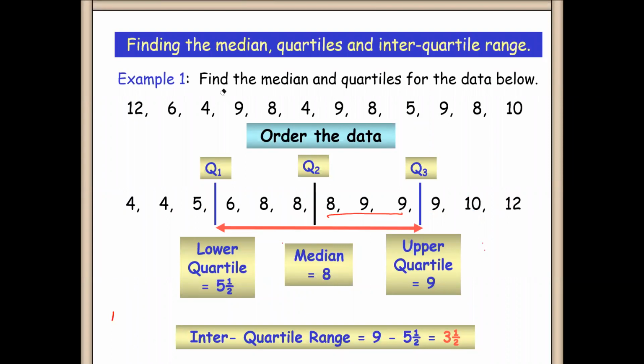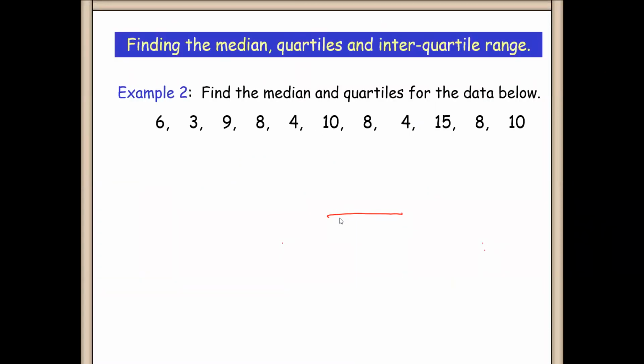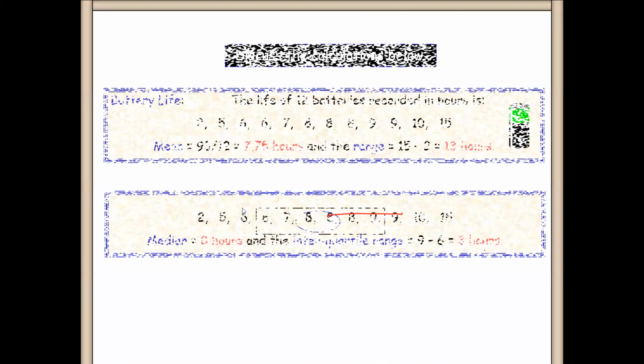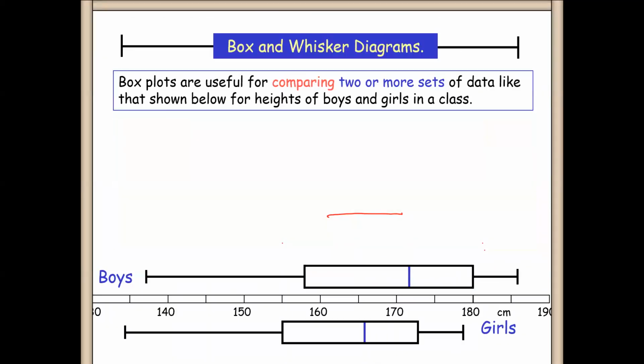Okay. So now we go on to, from the data, okay, we're going to order. Now we know how to find the interquartile range. That's another example which I'm going to skip. I just want to get into what we call a box and whisker diagram.